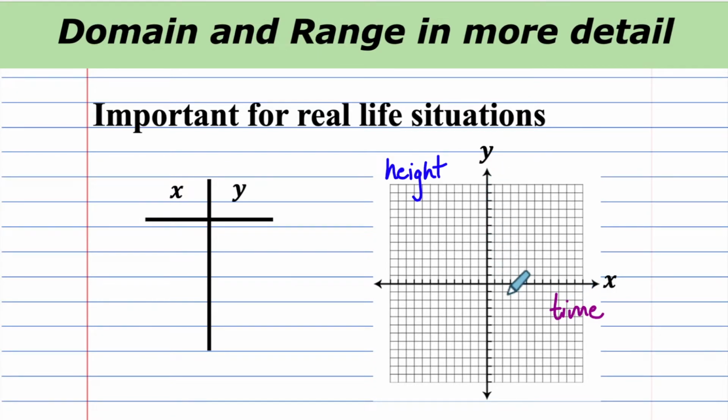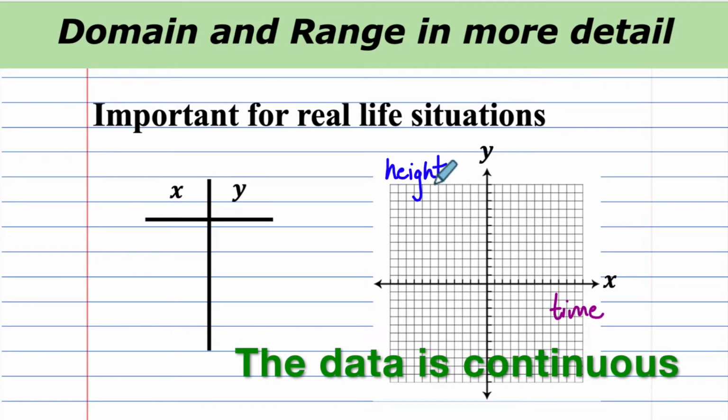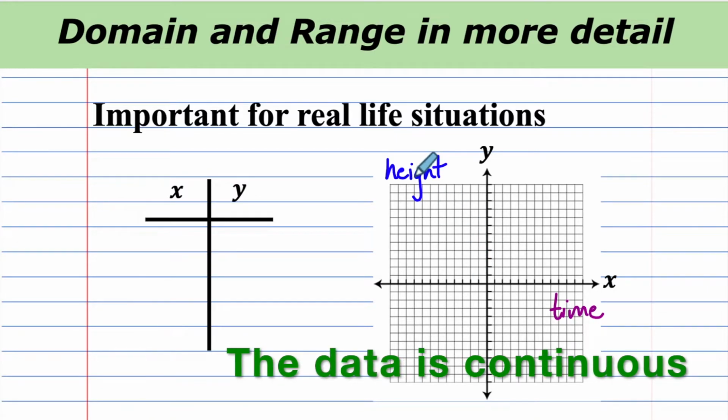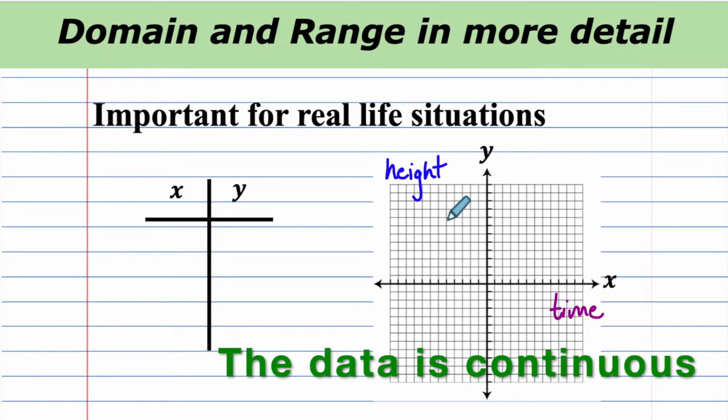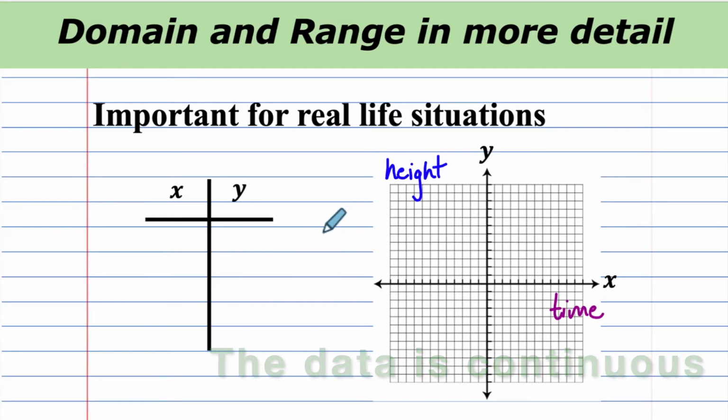You can say the time is the input, height is the output, and you don't skip heights. You don't go from 1,000 meters right to 500 meters and then right to 0. You go from 1,000 and you hit all the numbers in between. You hit all the heights in between till you get to 0. Therefore, it's important to be precise in how you label domain and range.